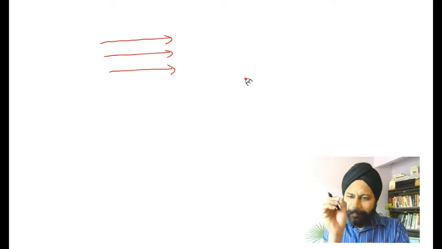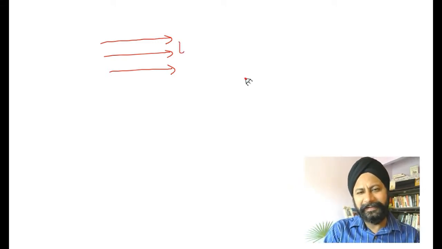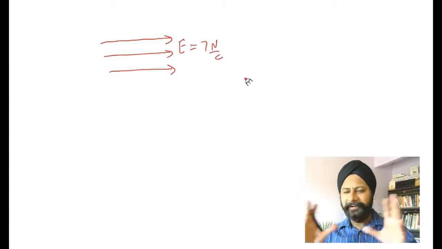Electric field is a property of a point, like g is a property of this point. If you go to the North pole, there will be a different g, right? g is a property of the point in space. Similarly, this point has an electric field of, let's say, 7 newtons per coulomb. Who is causing it? I do not care.